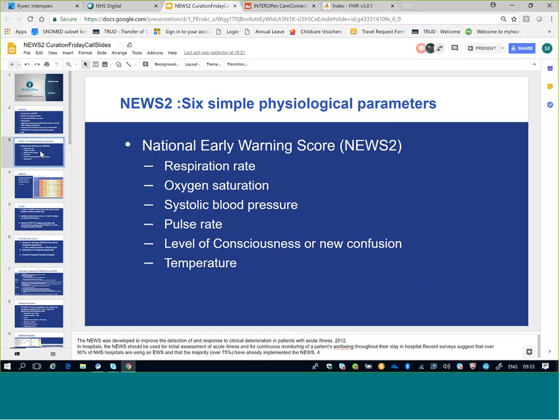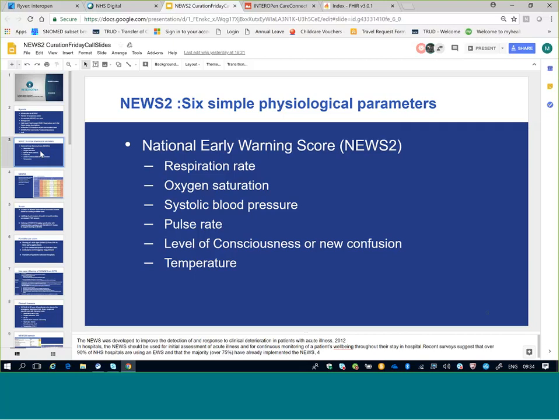So, a brief overview of NEWS2. NEWS has evolved from the National Early Warning Score, which was published by the Royal College of Physicians in 2012. It only applies to adult patients, patients over age 16, and it doesn't apply to children and pregnant women. It was initially developed to improve the detection and response to clinical deterioration of patients with acute illness. It's used for initial assessment and monitoring of patients in mostly hospital settings, but increasingly it's also recommended in pre-hospital settings like ambulances before the patient is brought in to hospital.